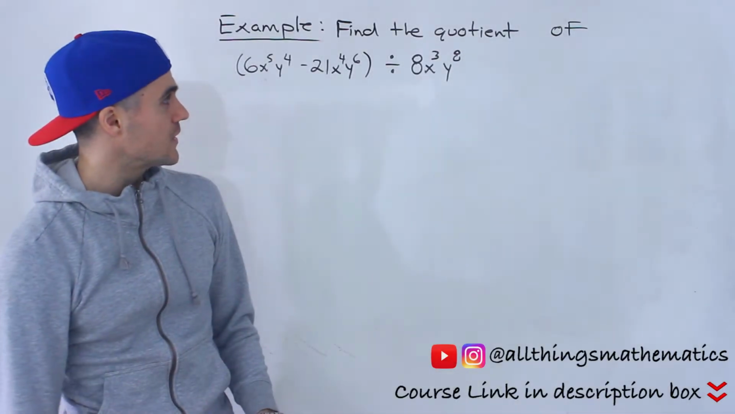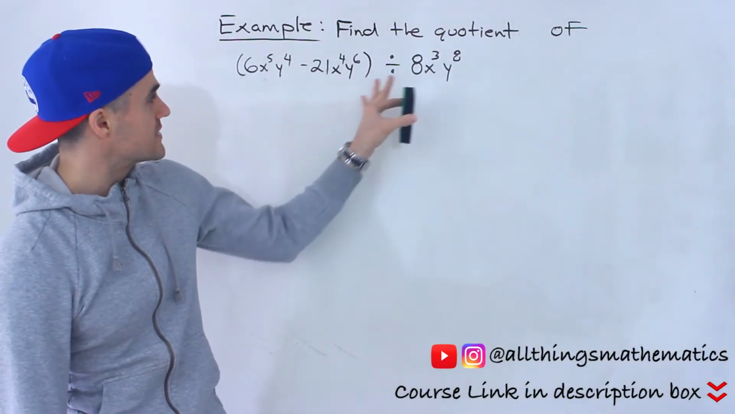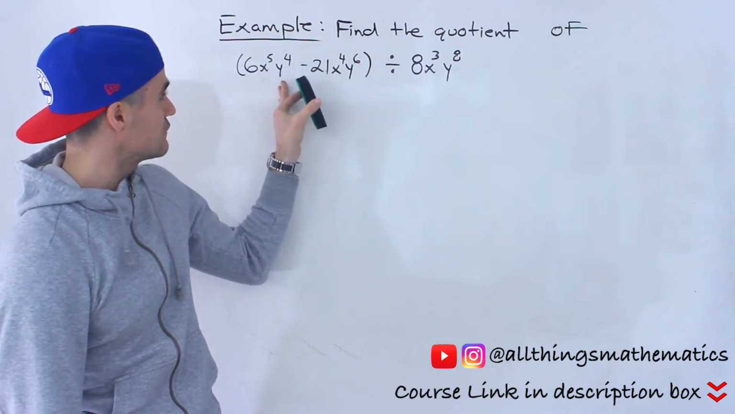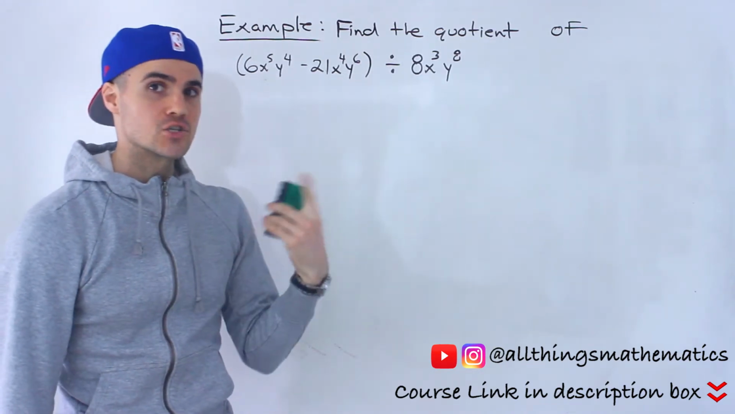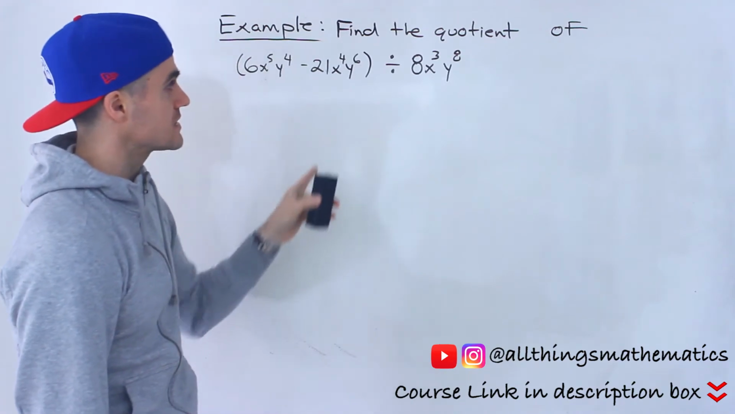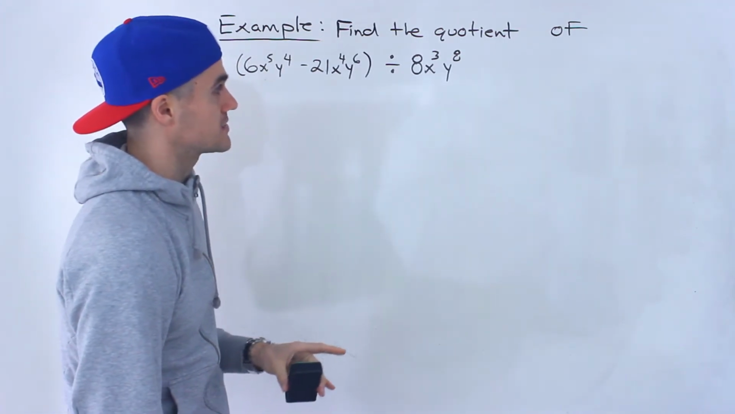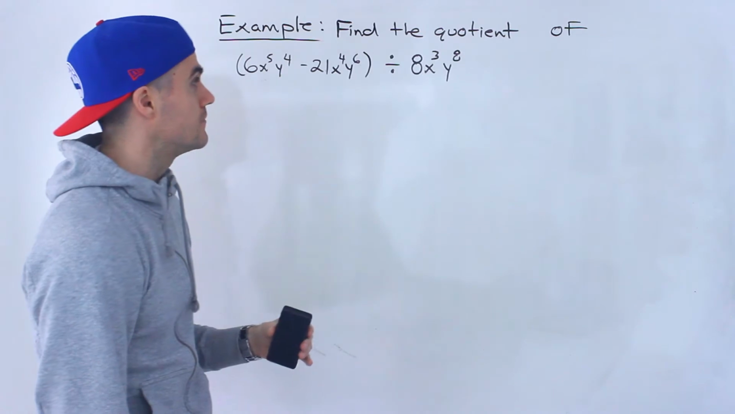Moving on to the next question. We have to find the quotient of this expression here. So we got 6x to the 5 y to the 4 minus 21 x to the 4 y to the 6, and we have to divide that by 8x cubed y to the 8.